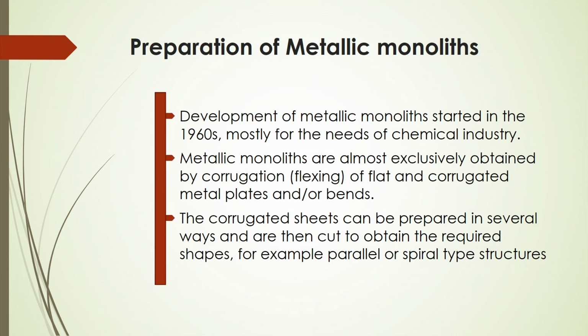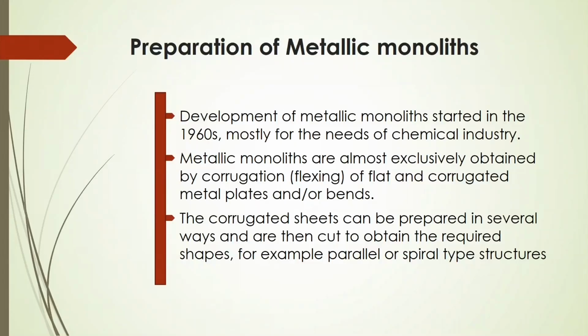exclusively obtained by corrugation, that means flexing of flat and corrugated metal plates or bands. The corrugated sheets can be prepared in several ways and are then cut to obtain the required shapes. For example, if you are preparing parallel or spiral types of structure, then you have to use these corrugated sheets, which can be prepared in these particular shapes by the corrugation method.